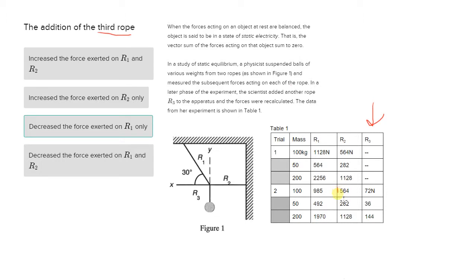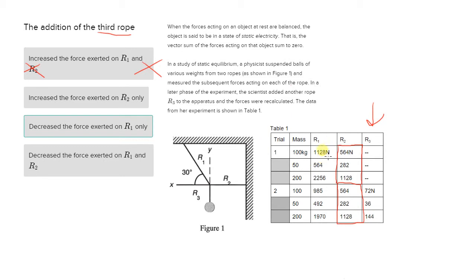You can see that. Actually, the forces on R2 are the same in trial 1 and trial 2, even with the addition of the third rope. So it seems that the addition of R3 has not actually affected R2 at all. So that is interesting to note. So we know that it actually has not affected R2 and has not increased the force. So this answer choice has to be wrong.